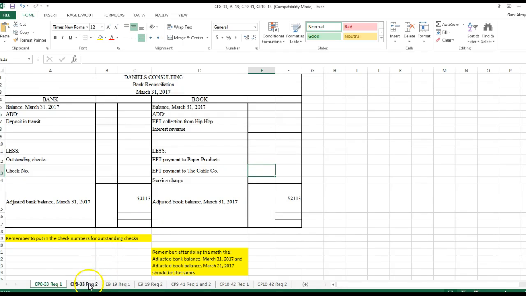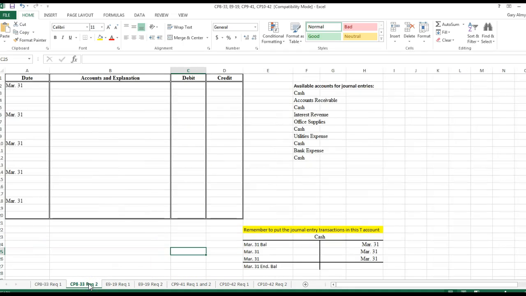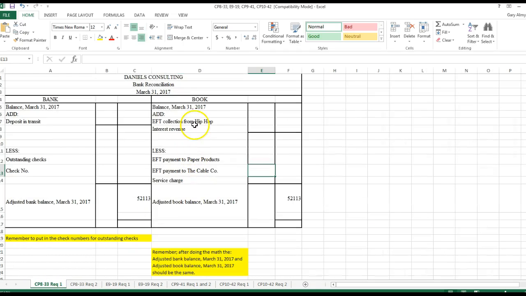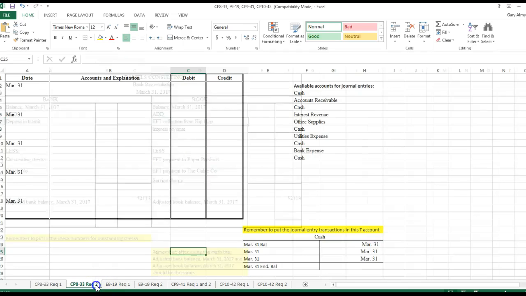Now in the second part of this, we have to do journal entries, recording any of these entries that we haven't recorded in the books before. Remember, those are ones that the bank has done for us, the EFTs and the service charges, but we haven't recorded them on the books. So now we have to do that via journal entries.